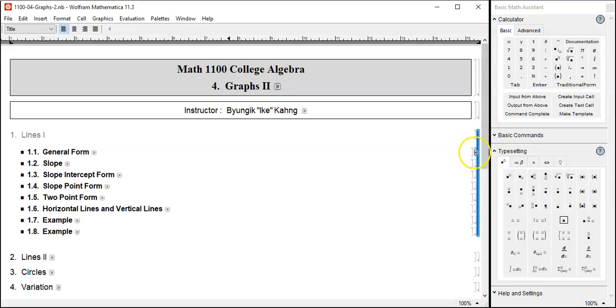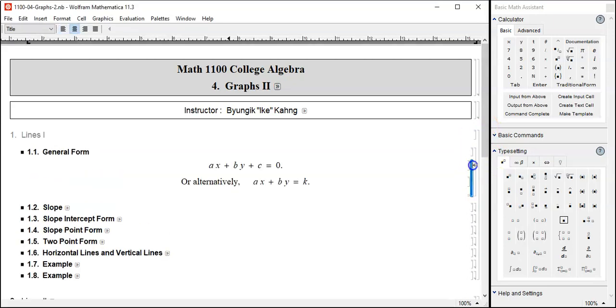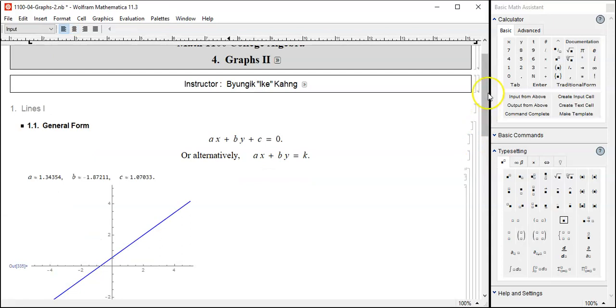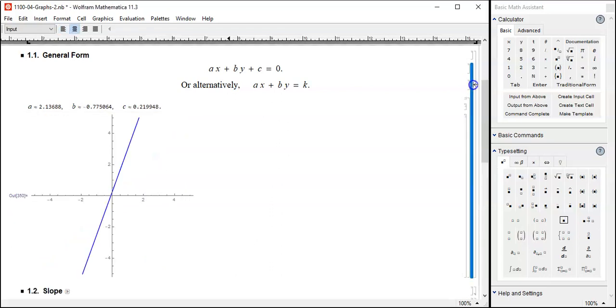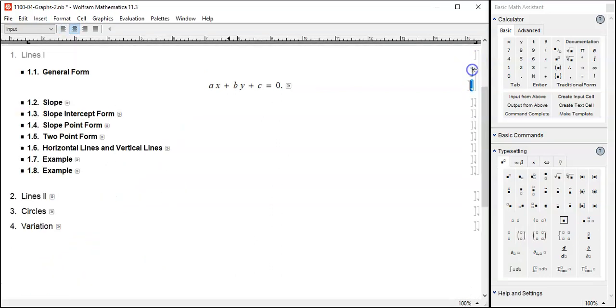Okay, here we go. Lines, and here's a general form. Ax plus By plus C is equal to 0, or equivalently, after flipping this plus C to the other side, we can write it like this. Ax plus By equal to some number. In this program, A, B, and C values are randomized, so each time I run, you get a bit different line. Okay, so much for the general form.